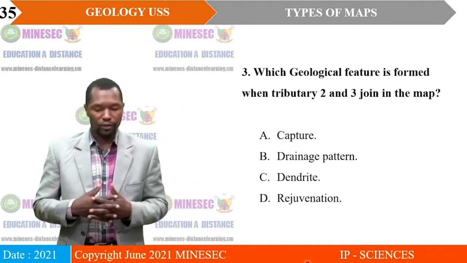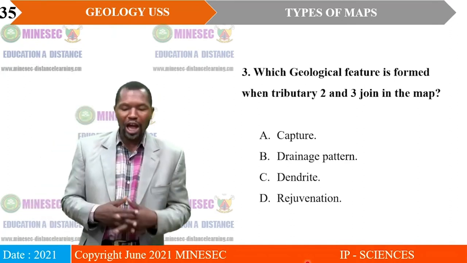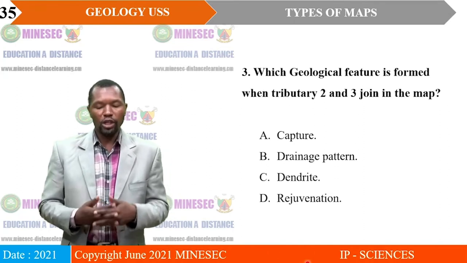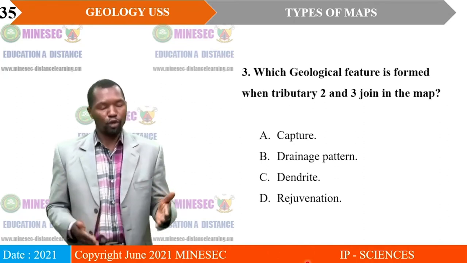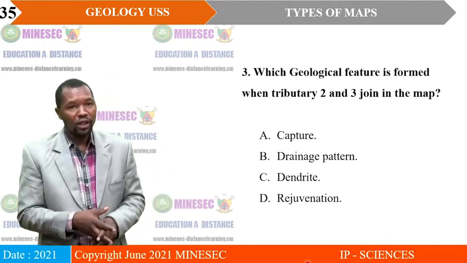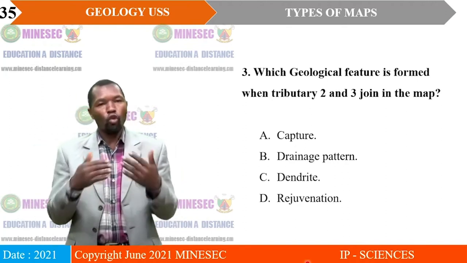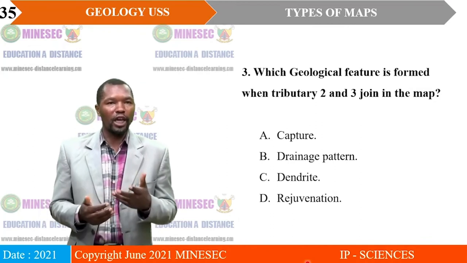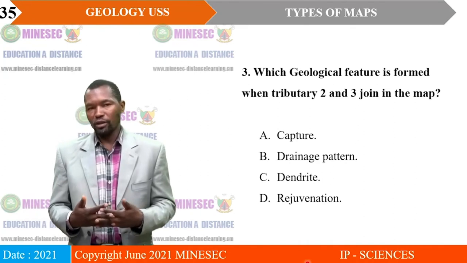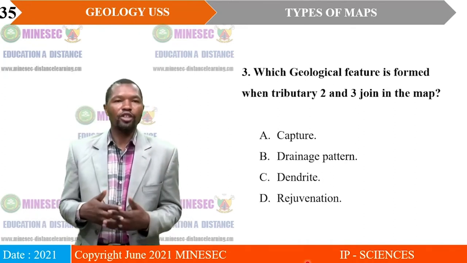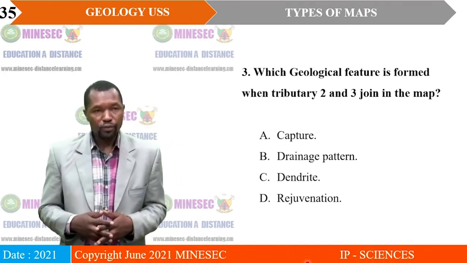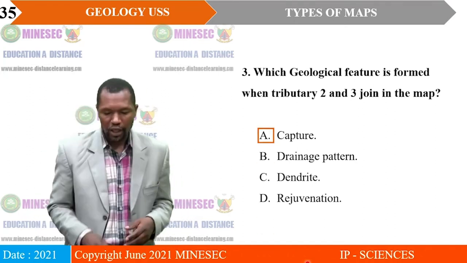Now, question. Which geological feature is formed when tributary 2 and 3 join in the map? For example, a rill and a brook rejoin. They will flow as a brook. So, which feature would have been formed? A. Capture. B. Drainage pattern. C. Dendrite. D. Rejuvenation. Our correct answer is A.